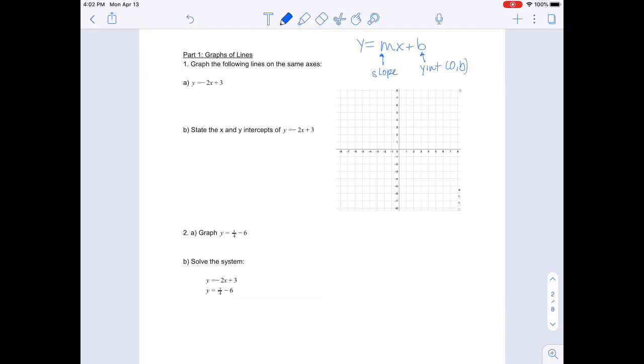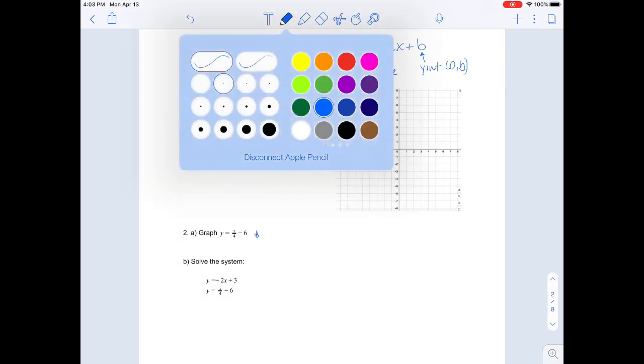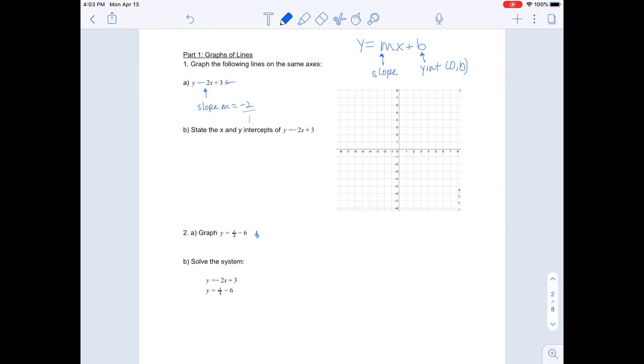If I look at part A here, we're being asked to graph the following lines on the same axes. There's another line down here that we'll have to graph on these same axes. But basically, when I look at this line, I can see that my slope m is -2/1. That is my rise and run. And I can see that my y-intercept is (0, 3).